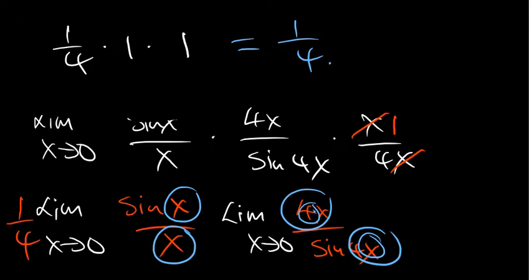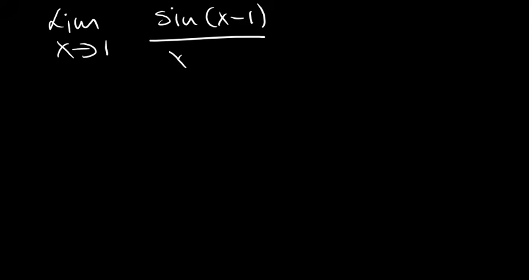Okay. Now let's look at something that is a bit different from what we've looked at so far. Let's make it more interesting. Let's consider a case where we have a limit and then x is approaching, instead of a 0 it's approaching a 1, and then we have sine of x minus 1 over x squared plus x minus 2.